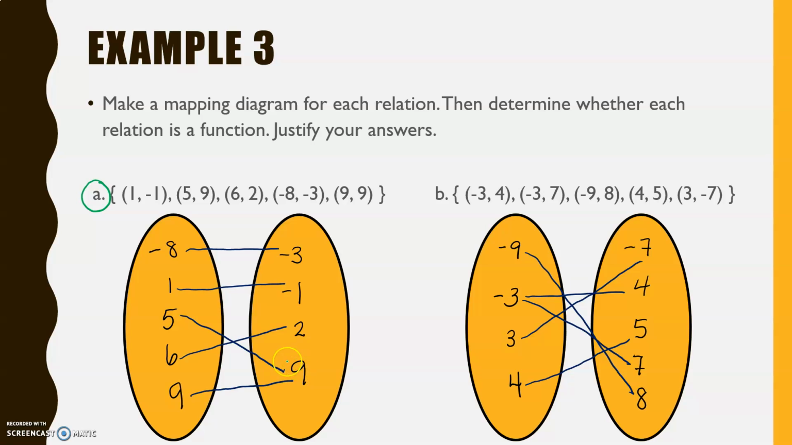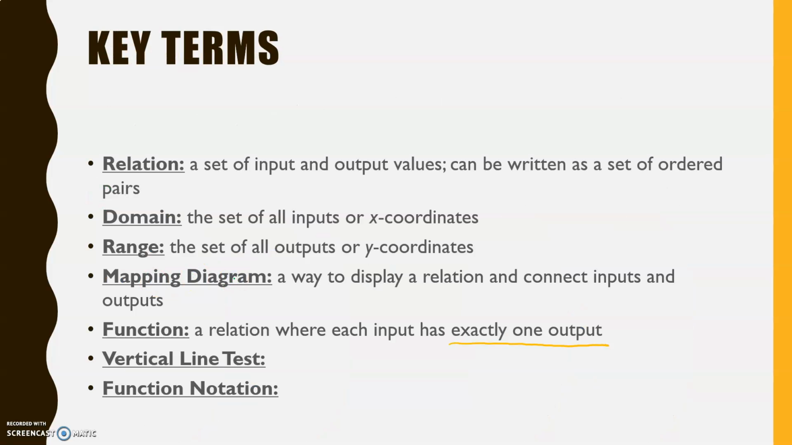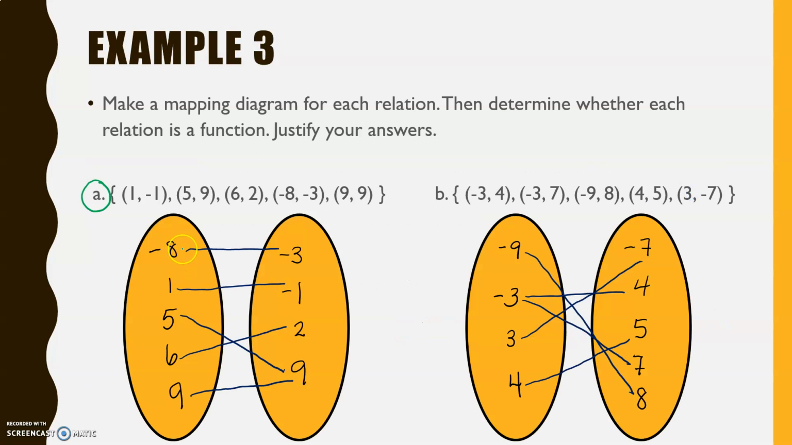Now, if I look at this, you might be tempted to say it's not a function because 9 has 2 lines coming to it. But remember, the definition says that each input has exactly one output. And if I look at my inputs, there's one output here, one here, one here, one here, and one here. None of my inputs go to more than one number. So an output can have more than one number coming to it, but an input cannot go to more than one number. Whereas here, this -3 goes to 2 different numbers. It goes to 4 and to 7. So therefore, it is not a function.